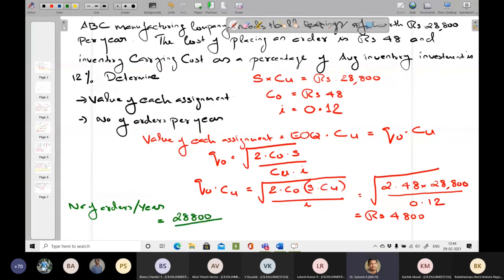So S into CU is given, and that's the way I'm equating it. Q naught into CU I am determining. EOQ is already known to you; you have to calculate it. Using that information, I am calculating the value for each assignment. Once the value for each assignment is known, I can determine the number of orders per year that is required. So I hope that part is clear.